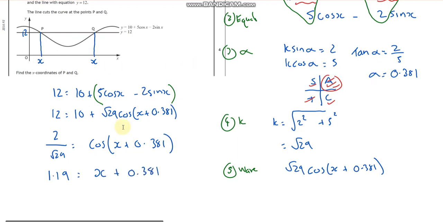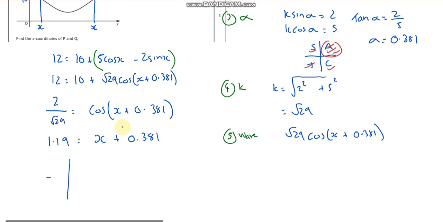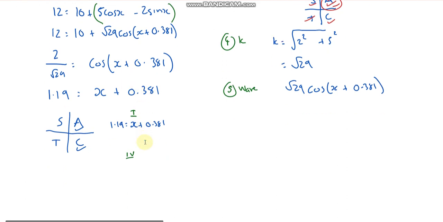Next thing I've got to do is my CAST diagram. So I'm looking for when is my cos function positive, because this value here is positive, that's when I did my inverse. So it's positive here and here. So in quadrant 1, my answer is simply 1.19 is equal to x plus 0.381. That's fine. But in quadrant 4, my answer is 2 pi take away 1.19, because it's in radians, is equal to x plus 0.381.